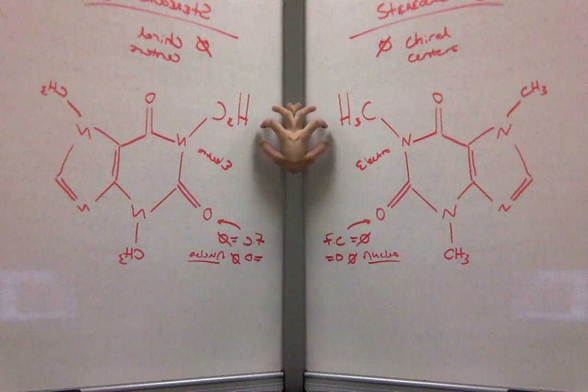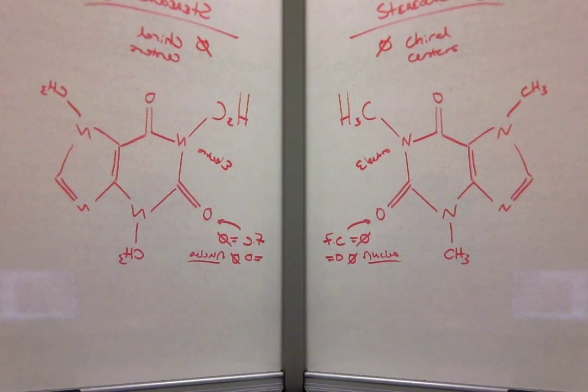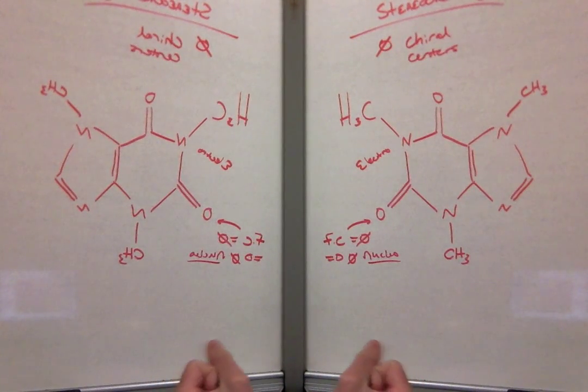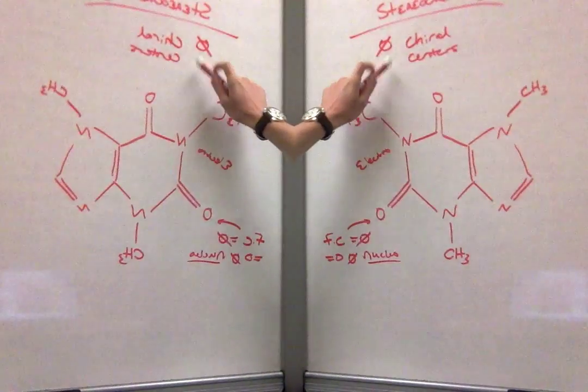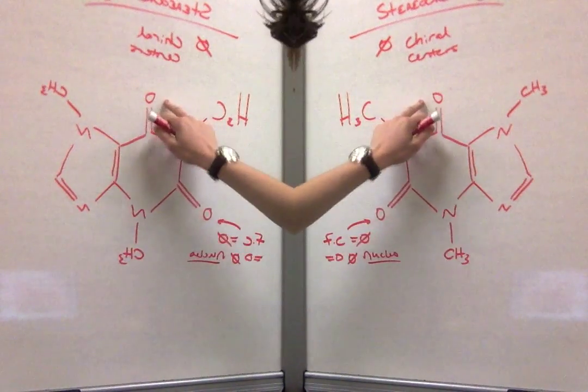So there are no chiral centers. There also is no rotation around those centers because there is no chiral center, so there can't be any rotation around it. Again, the stereochemistry is just talking about the chiral centers. I want to talk about these oxygens right here real quick.